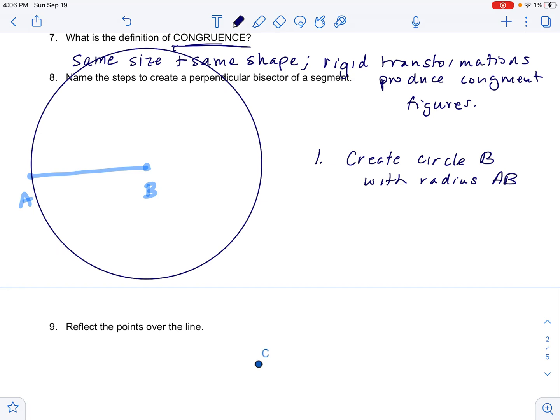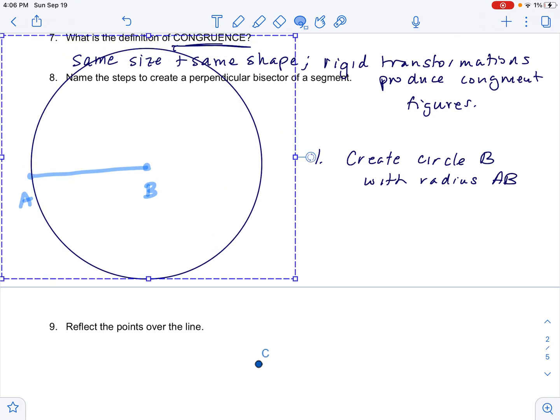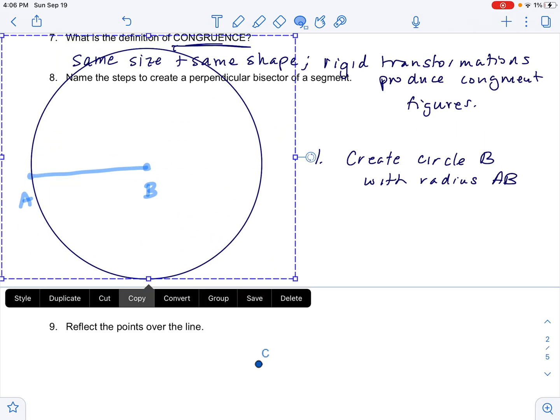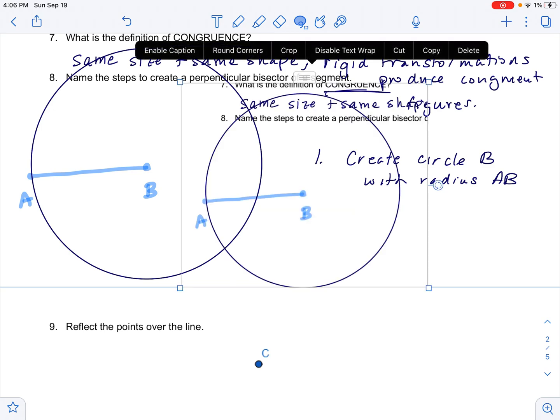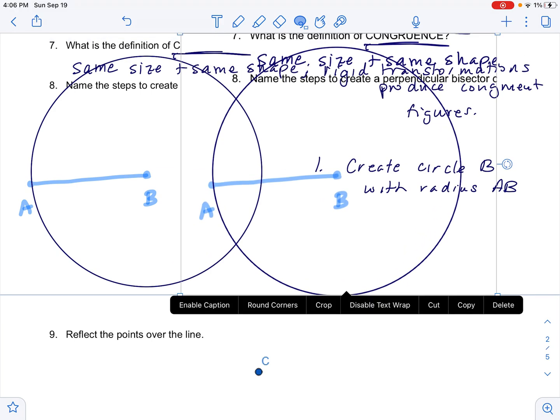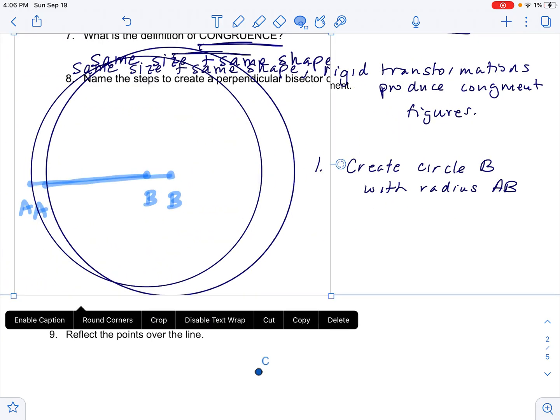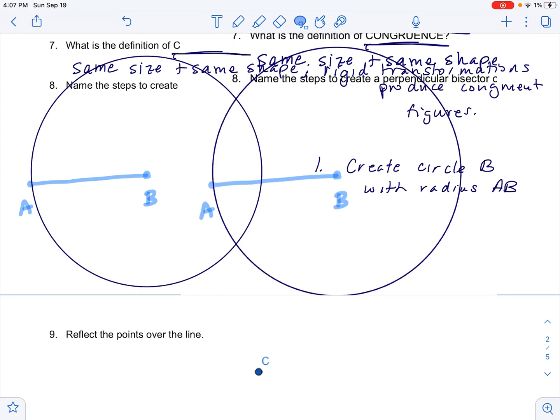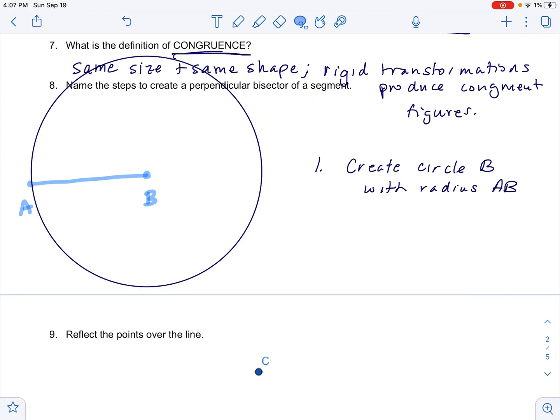Okay, then. I don't know how well this is going to work. What I'd like to do is copy this circle, just the circle, because it got too small and it needs to be the same size. What I'd like to do is create circle A with the same radius.